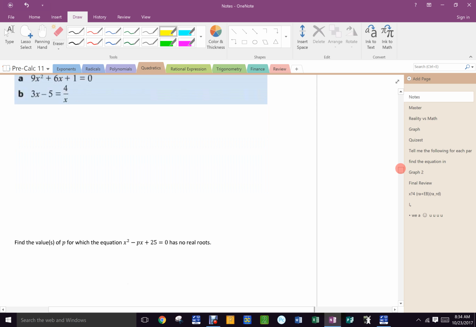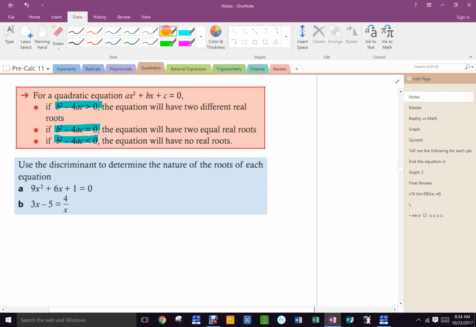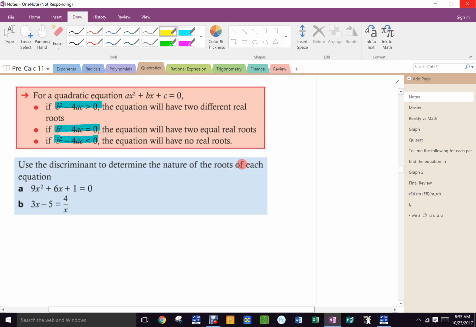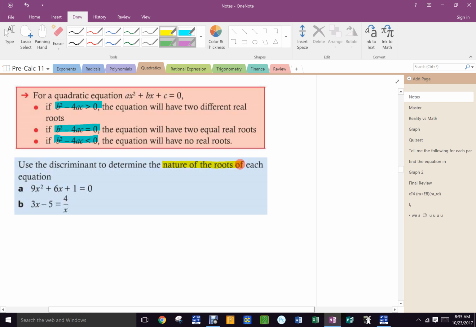So, the question becomes, if I want to know the nature of the roots, is that asking me for the roots, or is it asking me what those roots will look like? It's asking me what the roots will look like. Nature of the roots means I want to know, are there 2 roots? Is there 1 root? Or is there no roots?